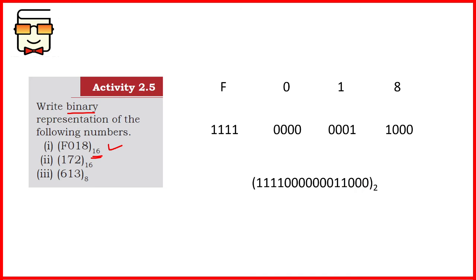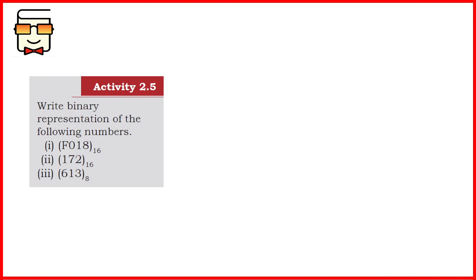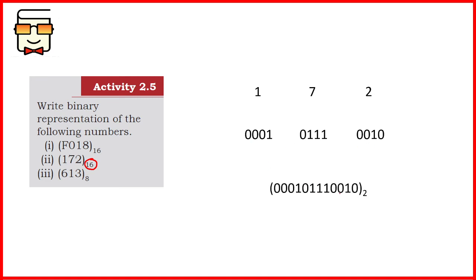All right, coming to the second part. It says that you have to represent this value 172, which is in the hexadecimal number system, in binary. Again we'll do the same process. We'll write the 4-digit binary representation of each of these digits, group them together one after the other, and finally this will be your answer: 0001, 0111 and 0010.